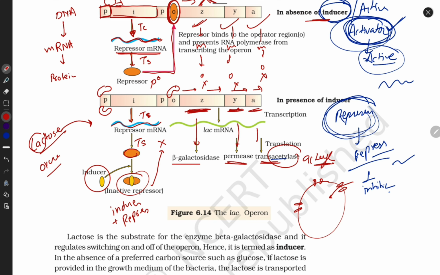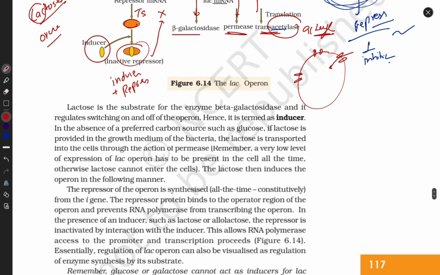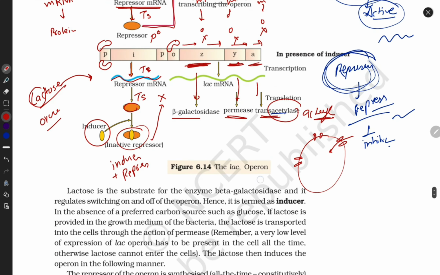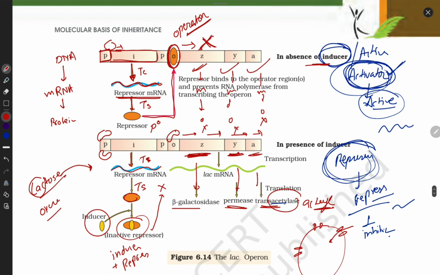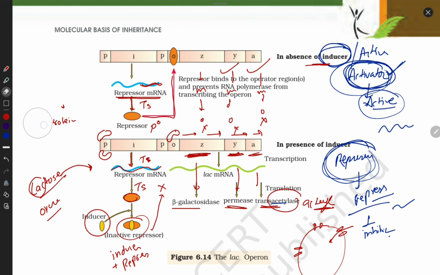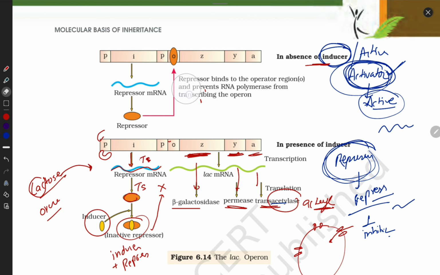Okay, so that's all about the lac operon. Whatever I am teaching here is already all written here. Let's start again. I can repeat it for you one last time with the help of a flow chart.